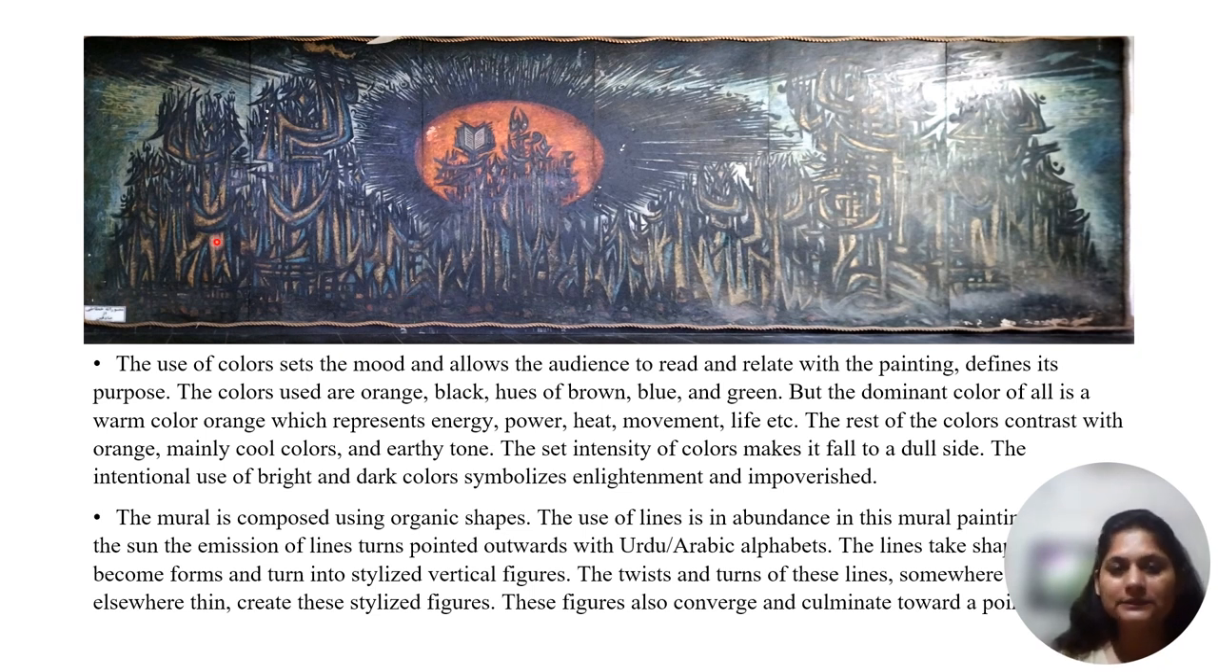The set intensity of colors makes it fall to a dull side. The intentional use of bright and dark colors symbolizes the enlightenment and the impoverished. The mural is composed using organic shapes. The use of lines is in abundance, as you can see in this mural painting. And around the sun, the emission of lines turns pointed outwards, with Urdu and Arabic alphabets.